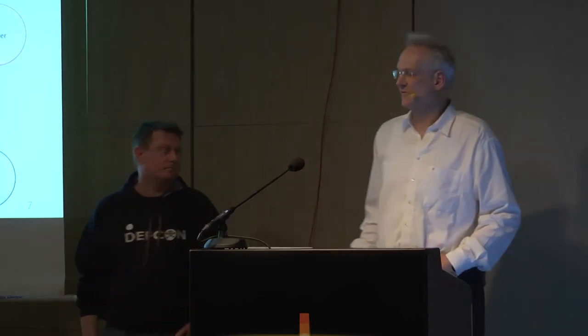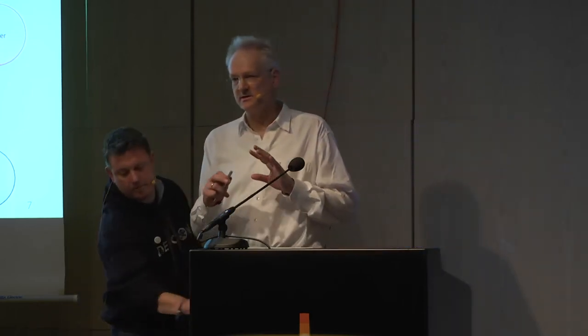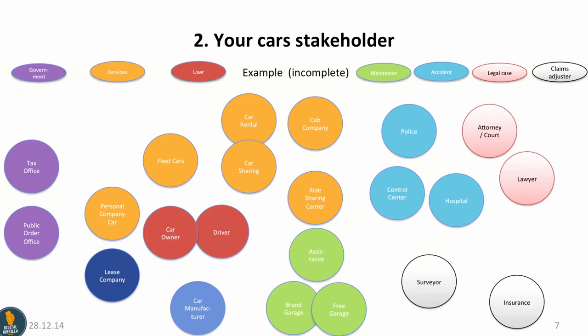So let us have a look at the stakeholders of your cars, and this is an incomplete example, because we have no trucks in it, we have no farming machines. All these systems are gathering data and sending data about you. Let's take the first example we have, the owner and driver. When you are one person, then it might be easy. You might be the owner of the car, and you might be the driver of the car. And then you have the full control.